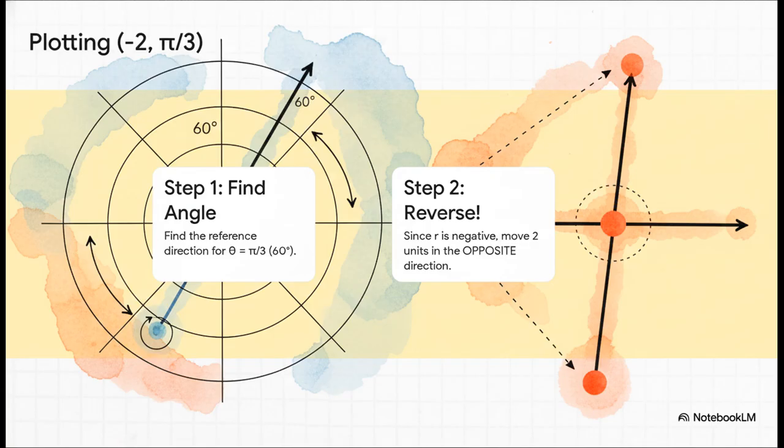Okay, first, the angle. We swing around π/3, or 60 degrees. That line points up into that first quadrant, but our radius is negative 2, so we don't move forward along that line. We do a 180 and we walk 2 units straight back, right through the origin. And just look where we end up. The big takeaway here is that the point can land somewhere completely different from where the angle is actually pointing.